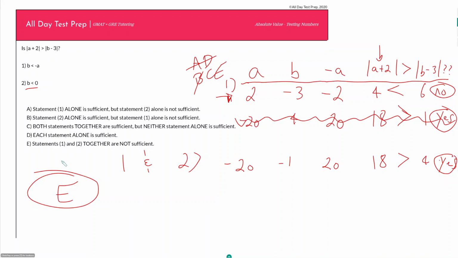Next, we will do another testing numbers absolute value question.